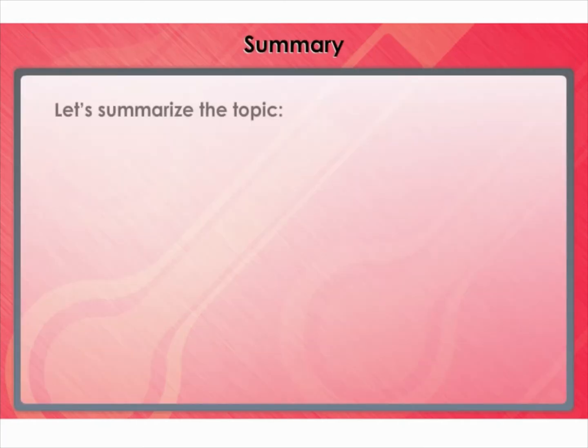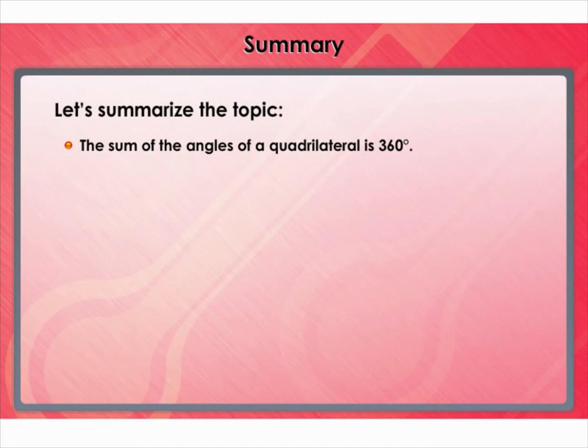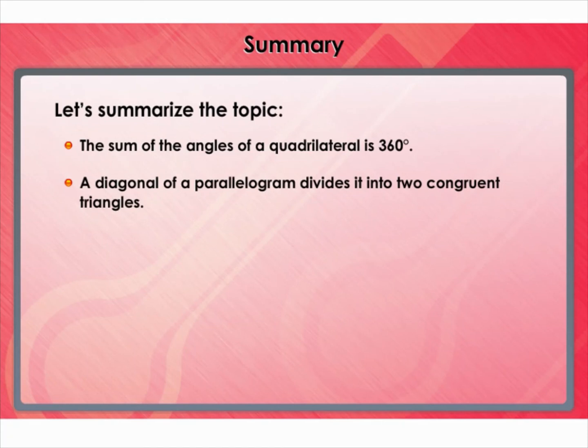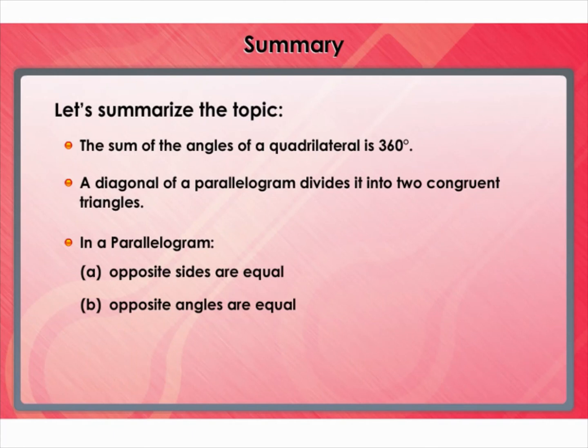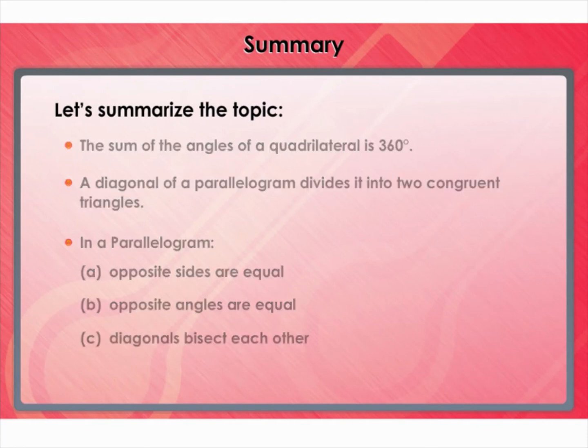Summary. Let's summarize the topic. The sum of the angles of a quadrilateral is 360 degrees. A diagonal of a parallelogram divides it into two congruent triangles. In a parallelogram, A. Opposite sides are equal. B. Opposite angles are equal. C. Diagonals bisect each other.